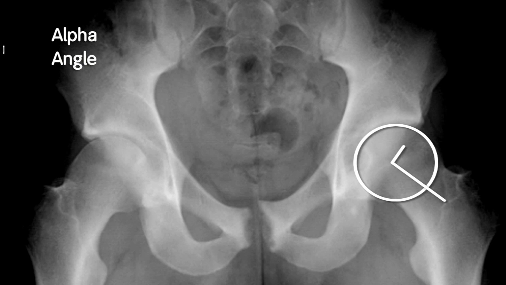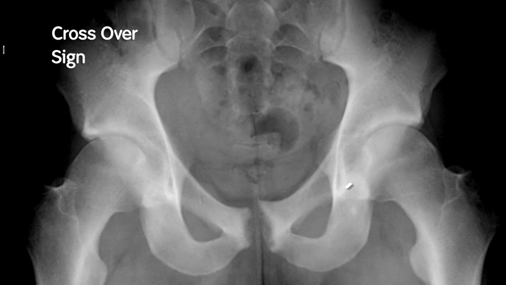A second line is drawn from the center of the femoral head perpendicular to the first line. A third line is then drawn from the center of the femoral head to a point where the femoral head-neck junction falls outside of this circle. The angle between the first and third lines is the alpha angle and is normally less than 43 to 55 degrees depending on the literature cited. Numbers greater than 60 degrees are consistent with radiographic cam-type impingement.